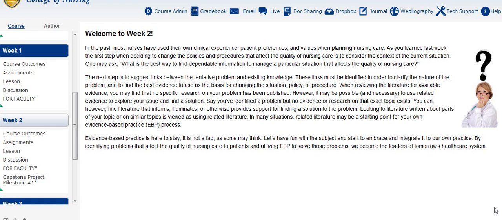So as you saw in Second Life, the avatar was taking a look at medication errors, and so she's really helping you understand how to move through that Johns Hopkins model. So this week we are once again going to be moving through the change process, and we're going to take a look at what our problem is.